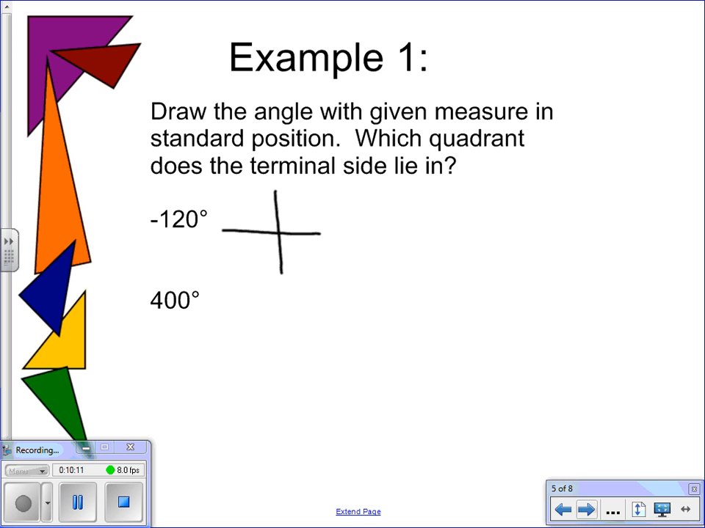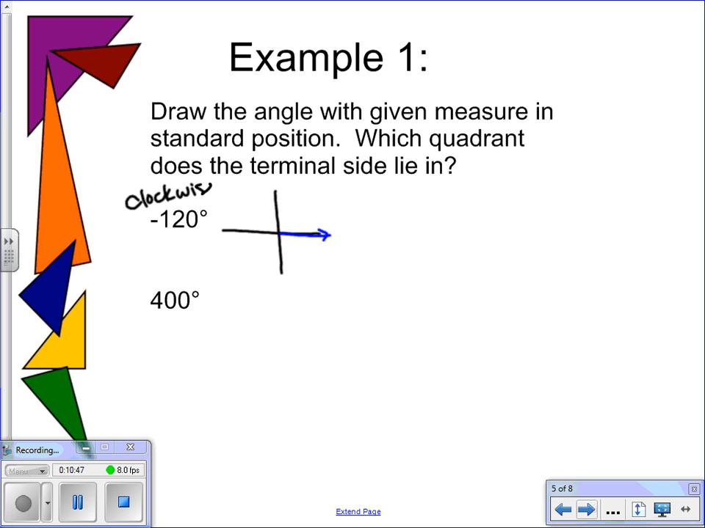I'll draw an XY coordinate plane, so this is what I would want to see on your homework assignment. Remember that we always have the same initial side on the positive x-axis. So I'll go ahead and draw my initial side right here. And then I would start thinking about what direction am I moving and what's the degree. Where would I put my terminal side? I notice that this is a negative angle, so I'm going to be moving clockwise.